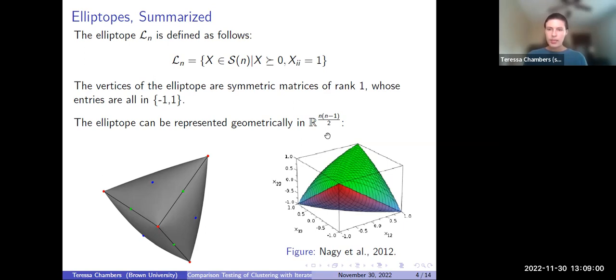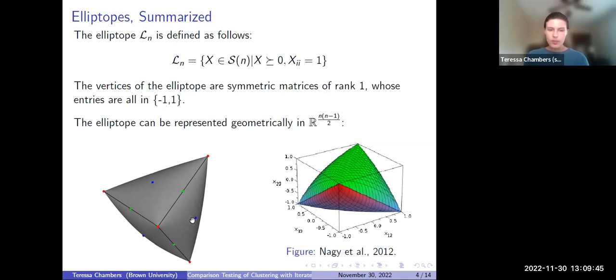And so what you can see when you have this is that the elliptope is sort of like a puffy tetrahedron. It gets exactly 4 sharp corner points. And those specifically are what I'm going to refer to as the vertices of the elliptope. They're symmetric matrices of rank 1, whose entries are all either plus or minus 1. But it's worth noting here that not all symmetric matrices with entries in plus or minus 1 would actually give you vertices of the elliptope. The rank 1 bit is really important in defining these.